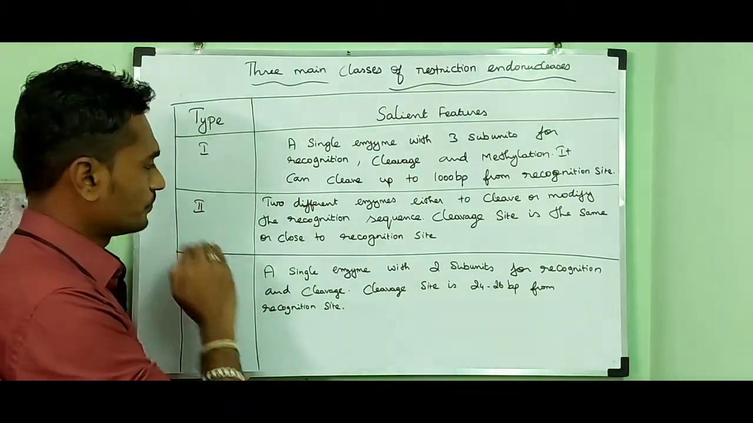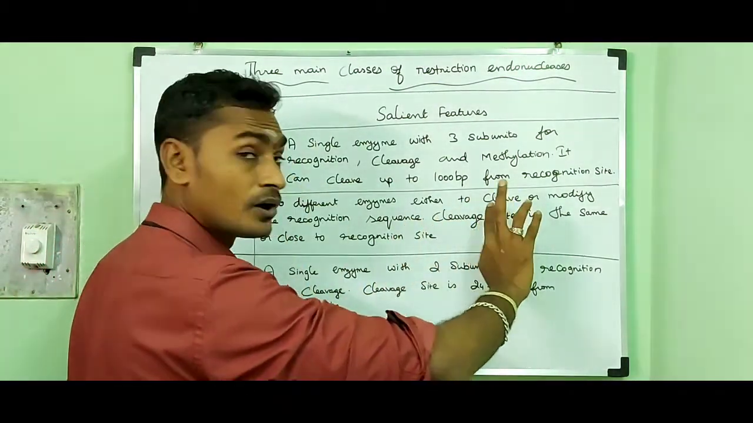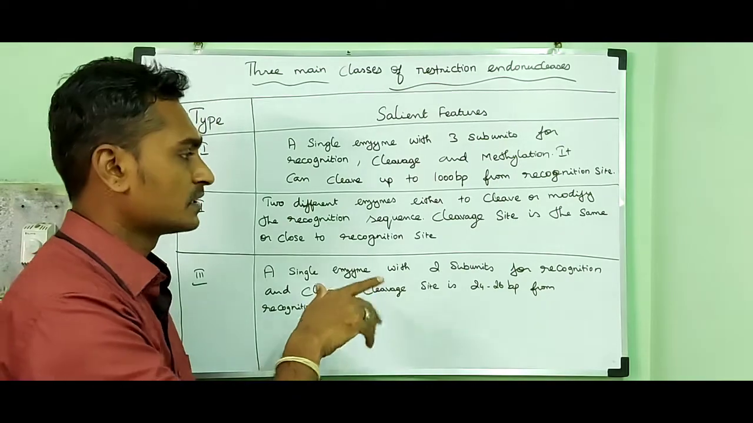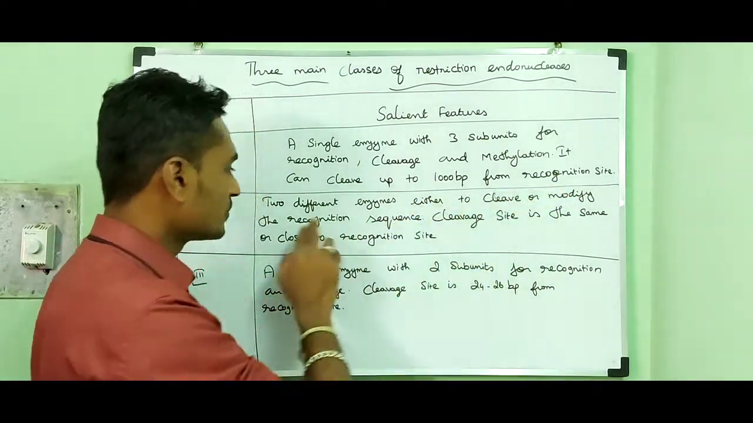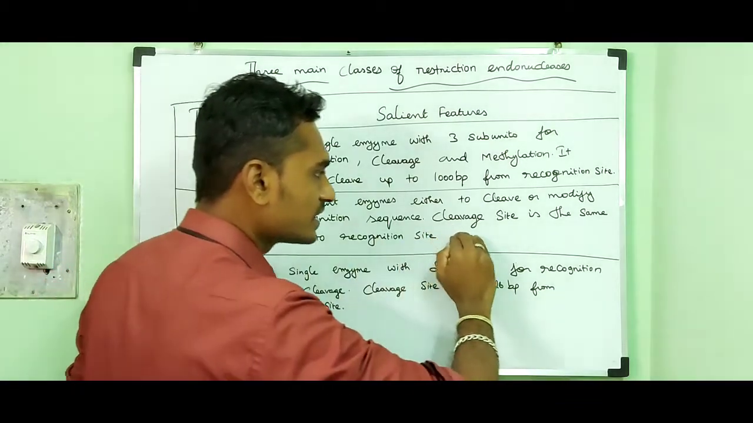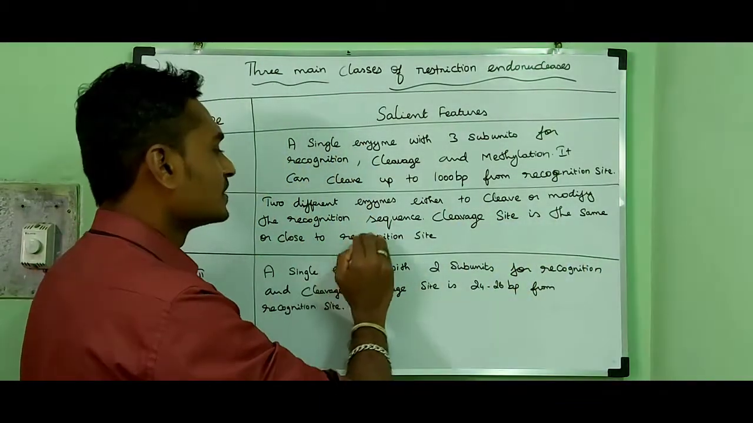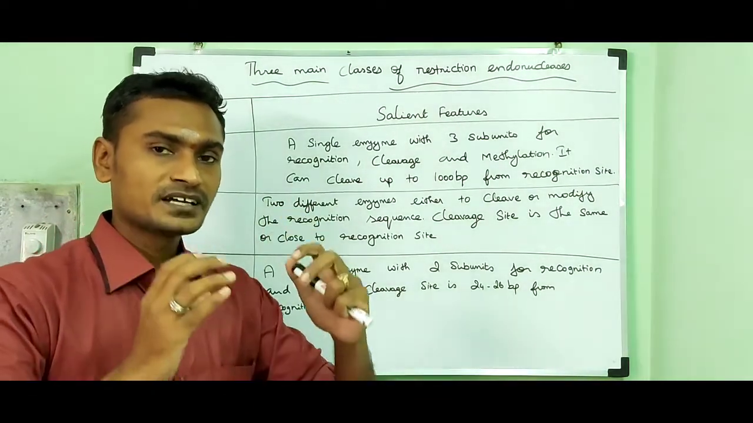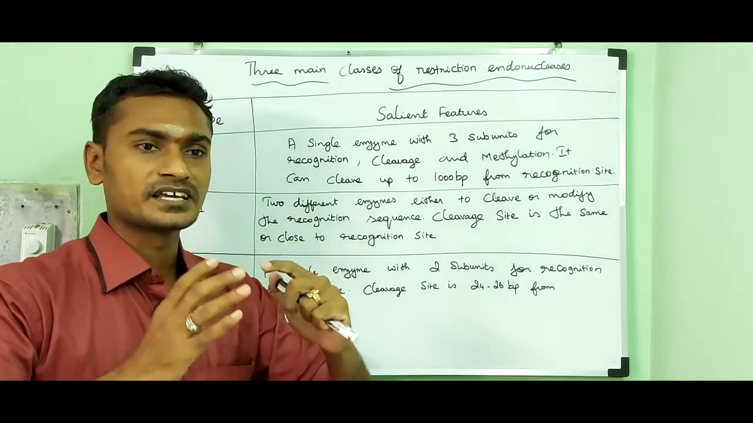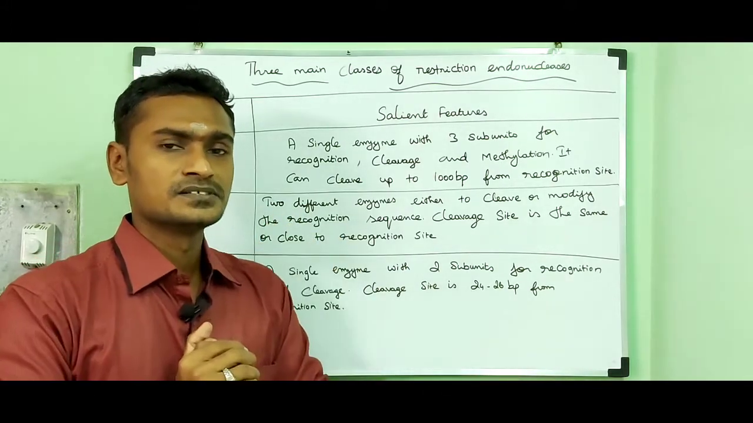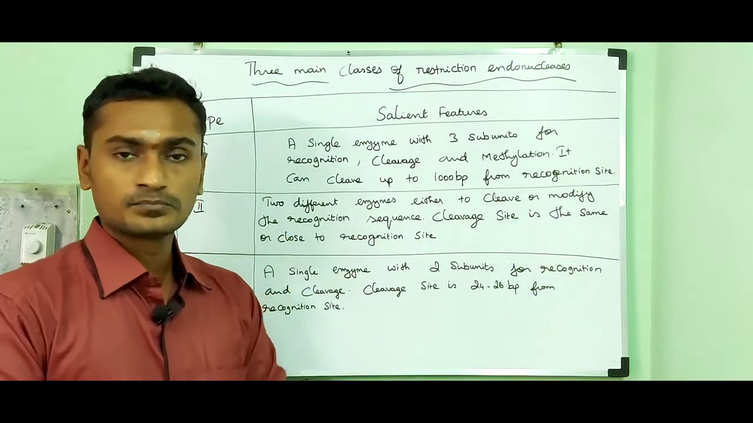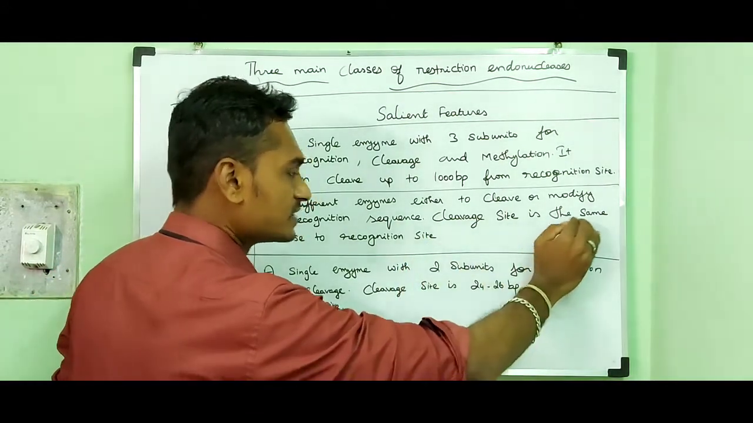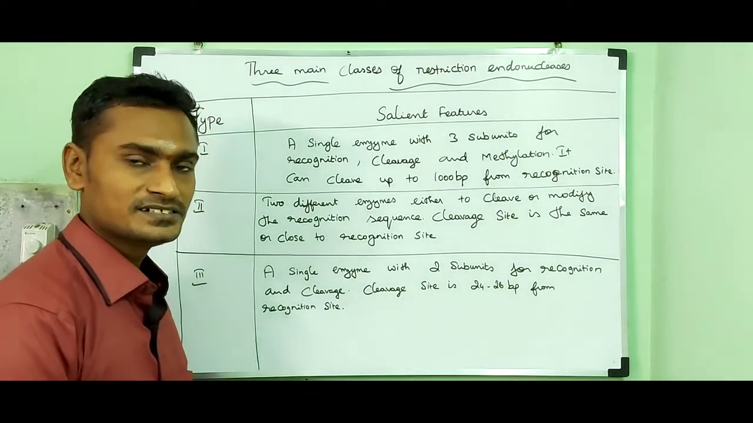Then type 2 has two different enzymes, either to cleave or to modify the recognition sequence. The cleavage site is the same as, or close to, the recognition site. That means the type 2 restriction endonucleases recognize the specific restriction site very obviously. It pinpoints that restriction site.